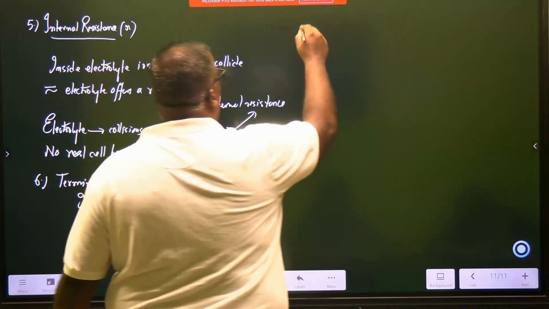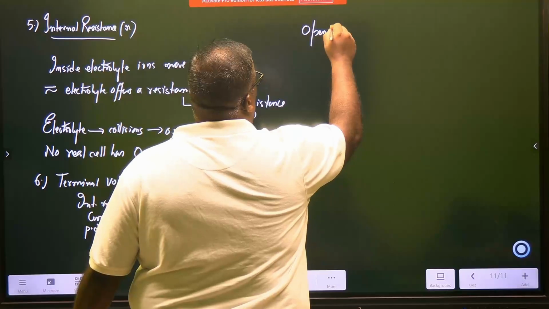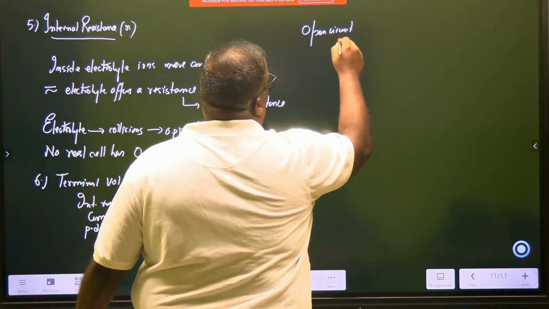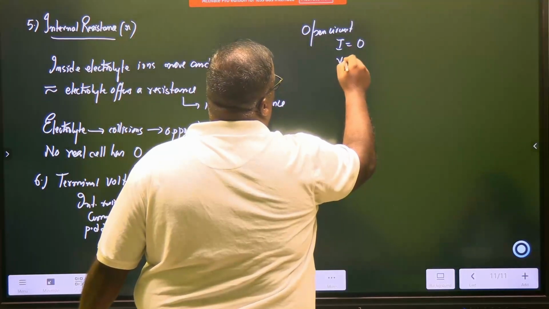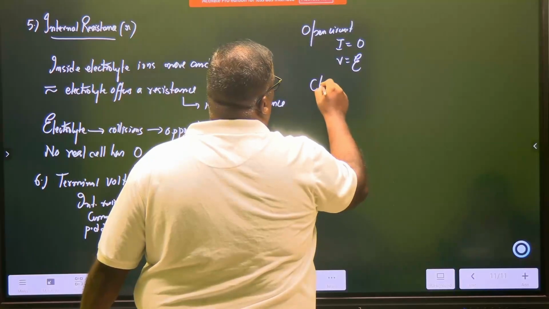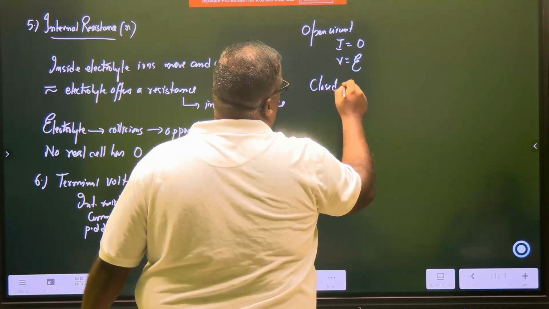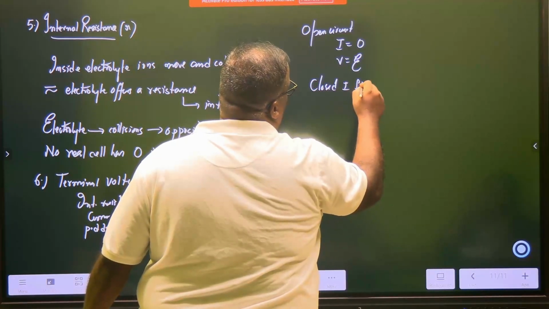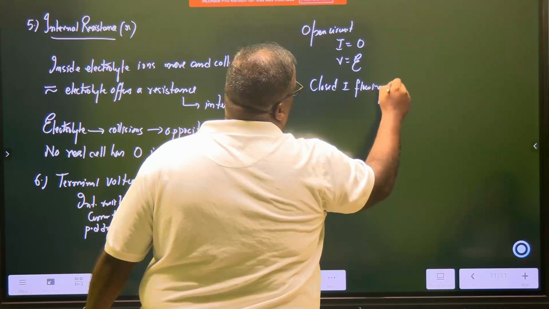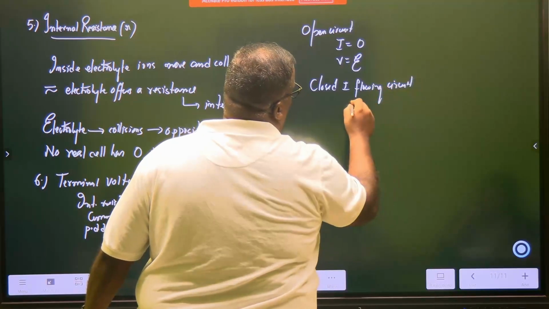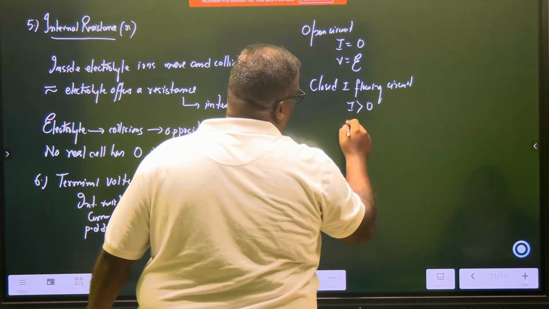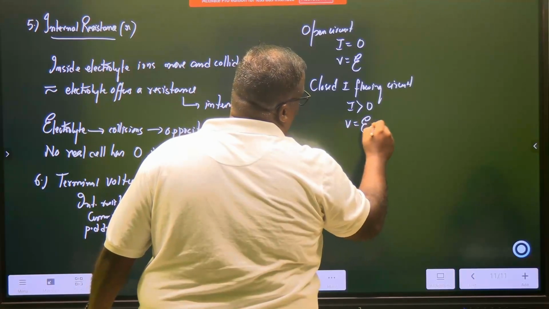So when you had an open circuit, I was equal to 0, V was equal to E. When you have a closed circuit with current I flowing, then I's value is greater than 0 and V becomes equal to E minus IR.